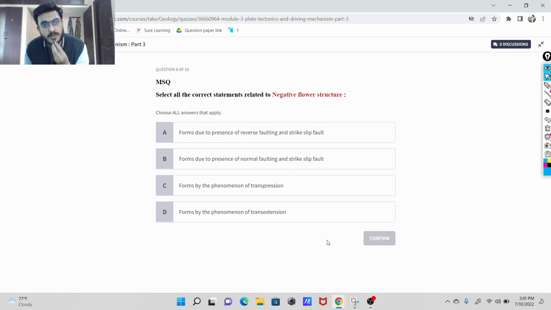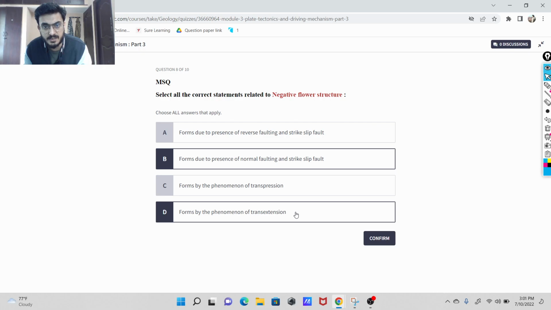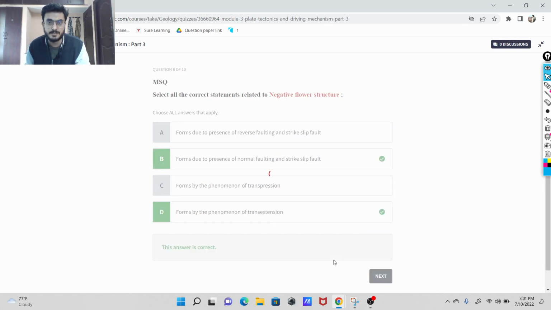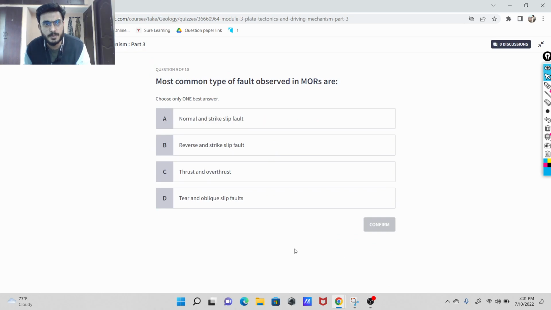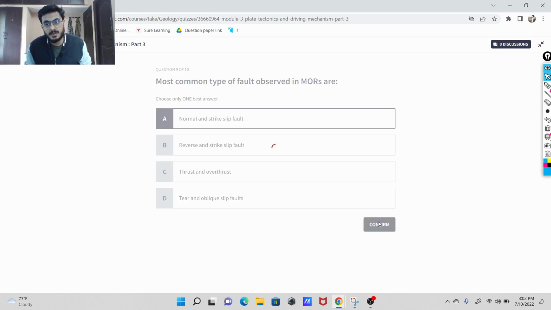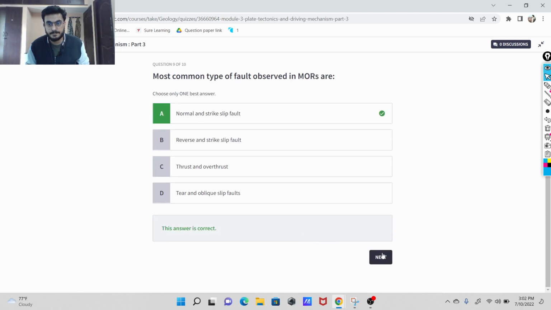Next question, select all the correct statements related to negative flower structure. So negative flower structure will be normal fault and transextension, or transtension. This is an MCQ type of problem. Most common type of fault observed in mid-oceanic ridges is normal fault. We know reverse faulting is not there. Thrust is due to reverse fault and overthrust is also due to reverse fault. Tear fault is formed when the fault plane dip is 90 degrees. So this will be the correct option for this one.